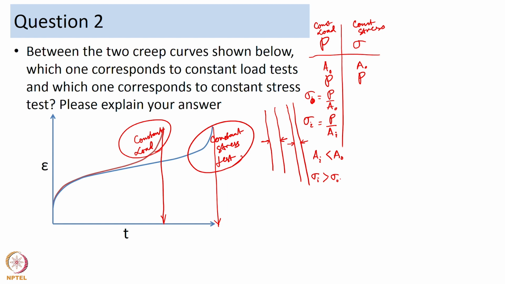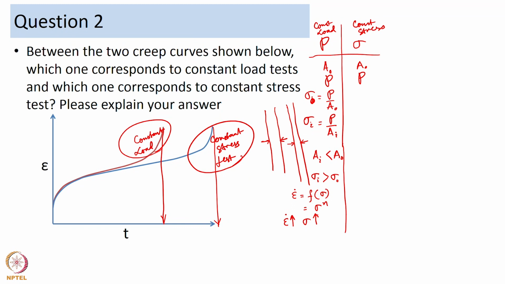sigma I is going to be greater than sigma naught. What this also means is, since the stress is constantly increasing in a constant load test, the strain rate of deformation, which is a function of sigma and relates to stress by that relation, epsilon dot is going to have some form of dependence on stress, sigma to the power n. So, as sigma increases, strain rate of deformation also increases.